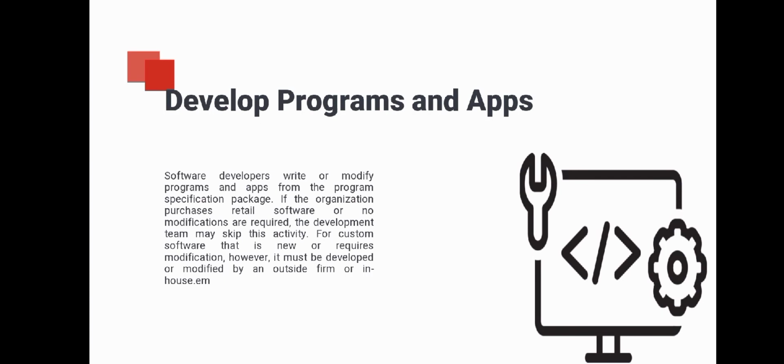Develop programs and apps. Software developers write or modify programs and apps from the program specification package. If the organization purchases retail software or no modifications are required, the development team may skip this activity. For custom software that is new or requires modification, however, it is developed or modified by an outside firm or in-house.